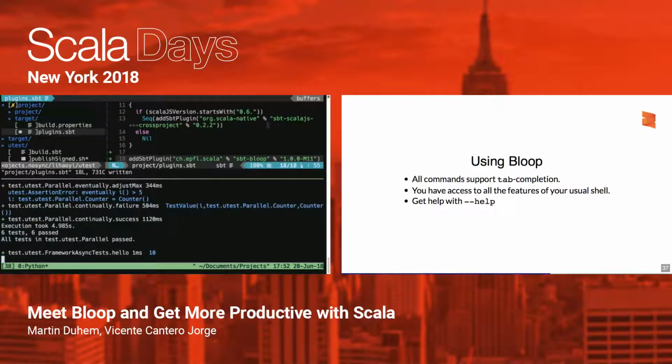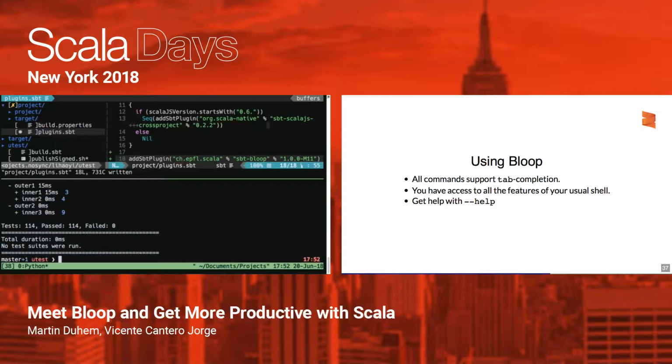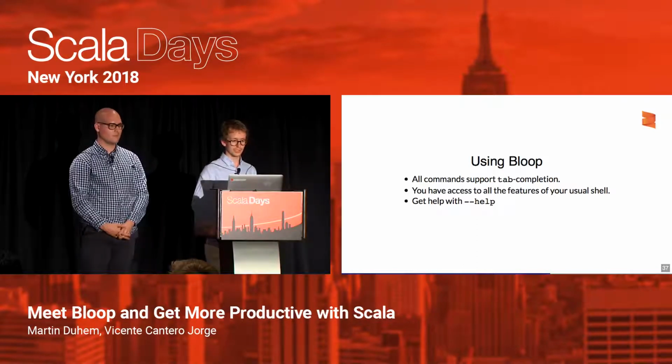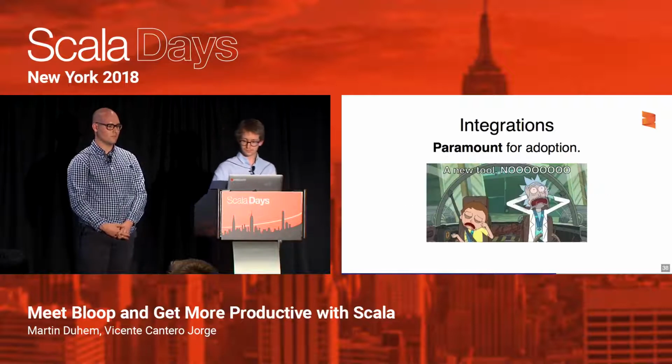So as you can see, it's very easy to set up Bloop. You just need to write one line in your build to get started with Bloop, and then you can use sbt to generate all the configuration files.